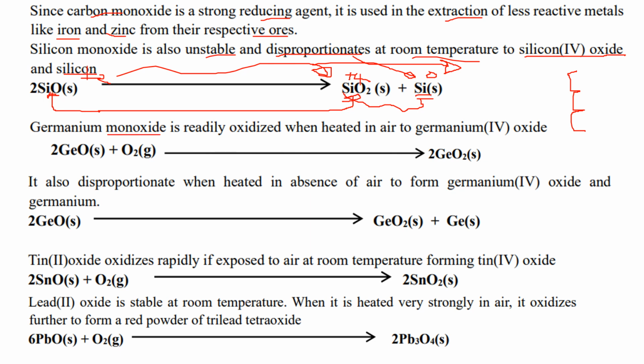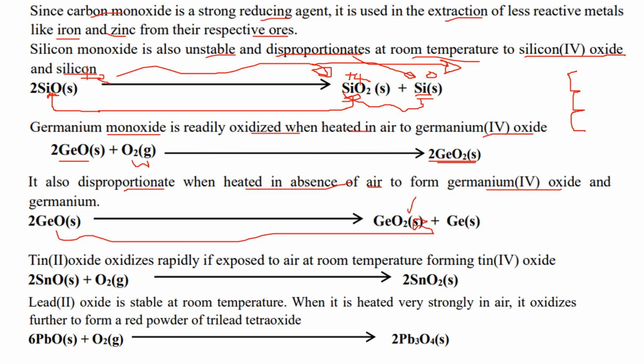So going to germanium monoxide, we're going to say that germanium oxide, being unstable, is also reoxidized when heated in air to form germanium 4 oxide. So germanium 2 oxide reacts with dry oxygen to give us germanium 4 oxide. Now, it also can undergo disproportionation, just like silicon, when heated in the absence of air to form germanium 4 oxide, which is the most stable oxide it forms. So germanium 2 oxide undergoes disproportionation, just like silicon, to give us germanium 4 oxide and germanium solid. So from a monoxide, we form a dioxide together with an element or a metal.